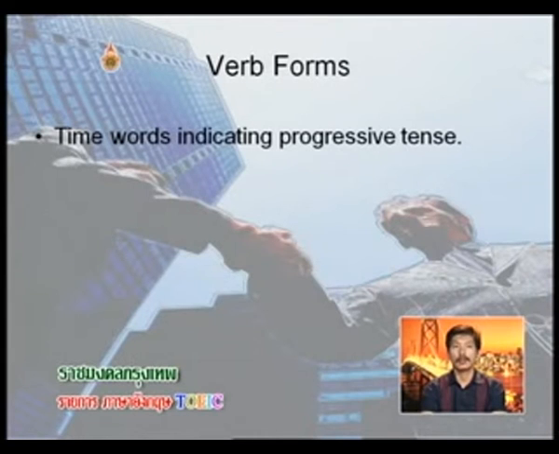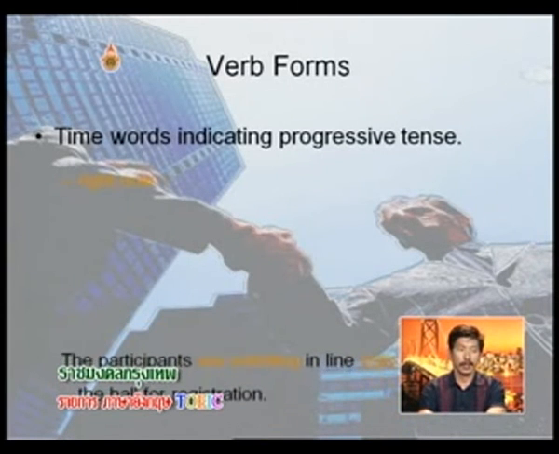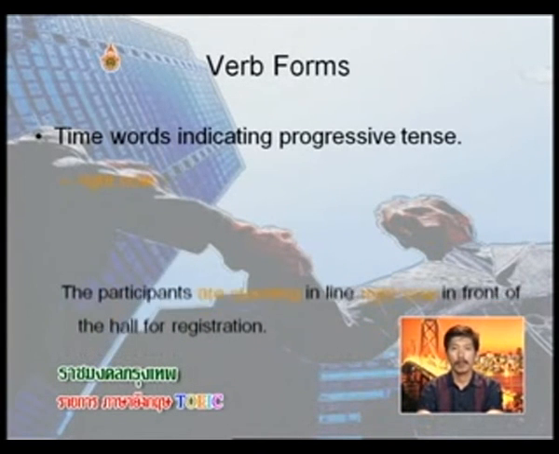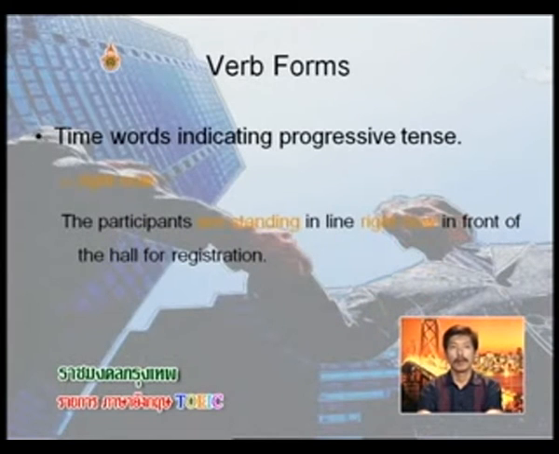But if you are seeing these words in a sentence, this means that the sentence must be written in the present progressive tense, like the adverb right now. Do you see the word right now in the sentence? So you see that the verb form takes a progressive tense, and this is a present progressive or present continuous. The participants are standing in the line right now in front of the hall for registration.